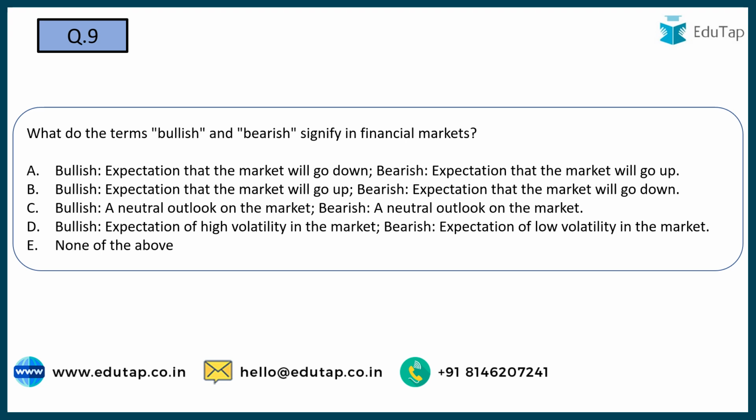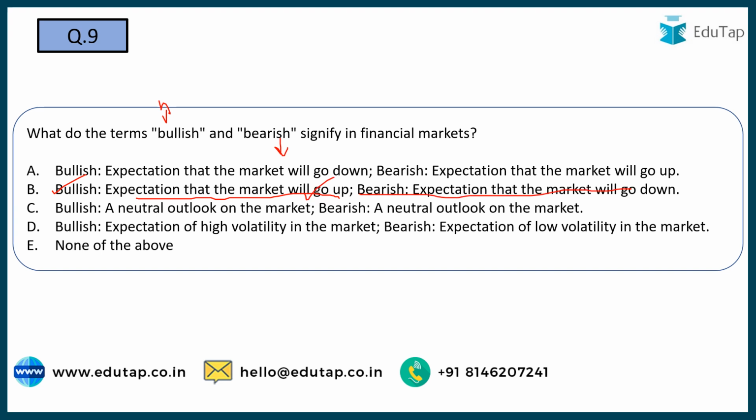So what is bullish and bearish? Please let me know in the chat. What is bullish and bearish? You can give me the right answer as well. Bullish, expectations that market will go down. No, bullish basically means that market will go up. Bullish is optimistic and bearish is pessimistic. So bullish is the expectations that market will go up. Yes. Bearish is the expectations that market will go down.